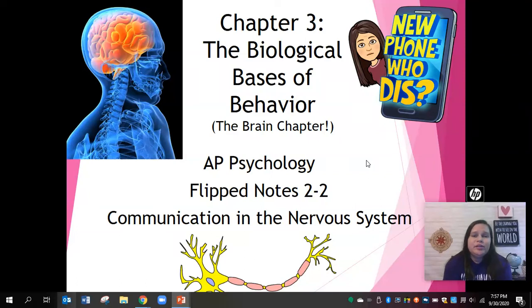Hello, these are flipped notes 2-2, and it's all about communication in the nervous system. So my Bitmoji's got her cell phone because we're talking all about how the brain uses neurons to communicate with the rest of the body.